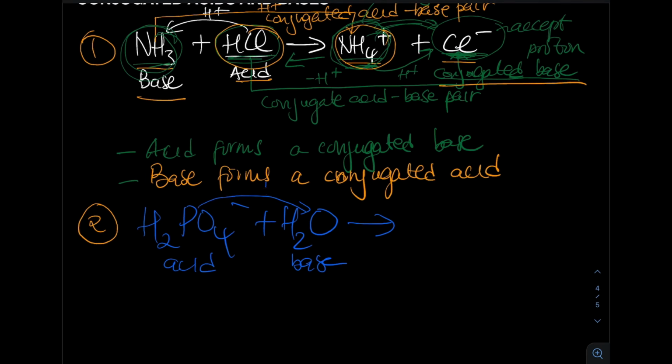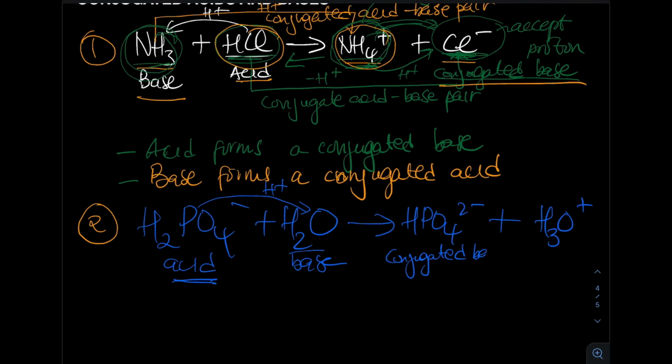This acid is going to donate a proton here. So what's going to happen? The acid becomes HPO4 2 minus, and the water that accepted the proton becomes a hydronium ion. So this acid, after it has donated a proton, forms a conjugate base. An acid always forms a conjugate base, because the difference between them is what? It's H plus. So these are a conjugate acid-base pair.